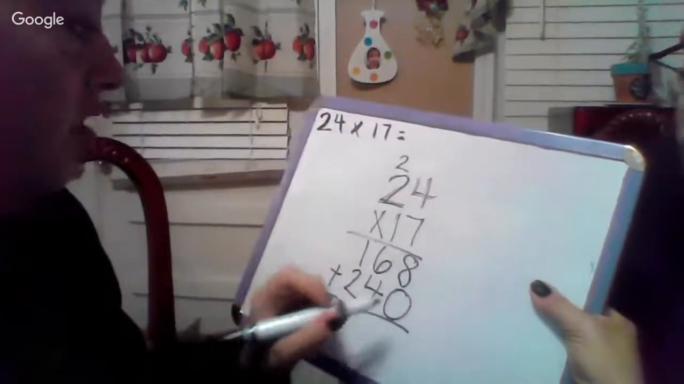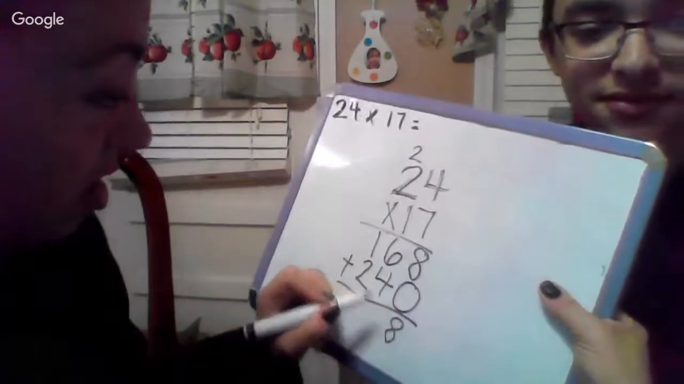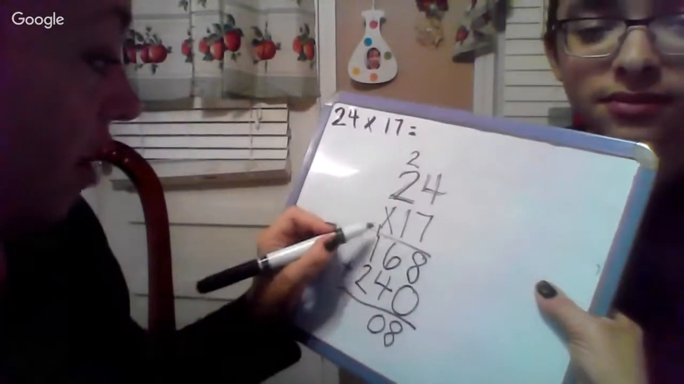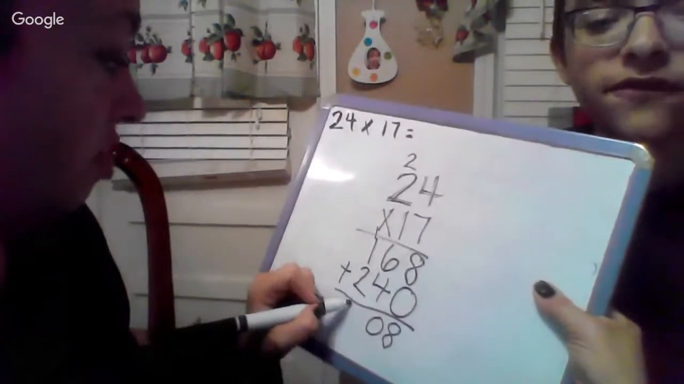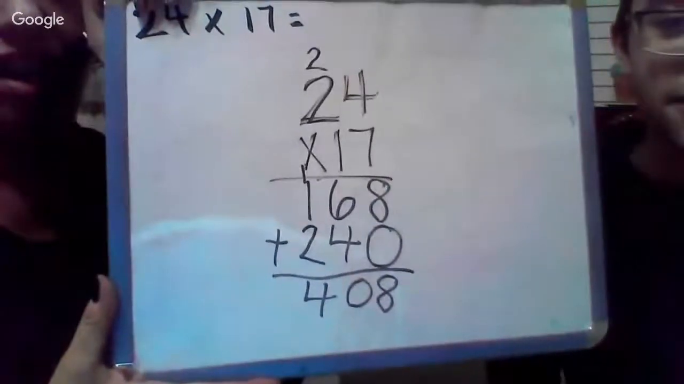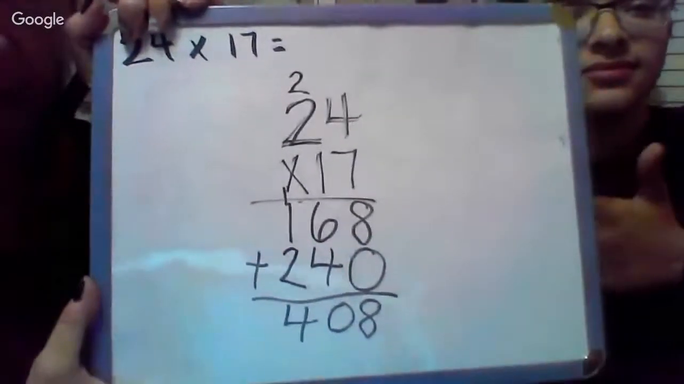Now I'm going to add them together, and I have 8 plus 0, which is 8. 6 plus 4 is 10. And then you carry the 1. And then I have 1 plus 1 plus 2, which is 4. And that should give me 408, which is the same thing we got in our area model and the same thing Dante got in his lattice method.